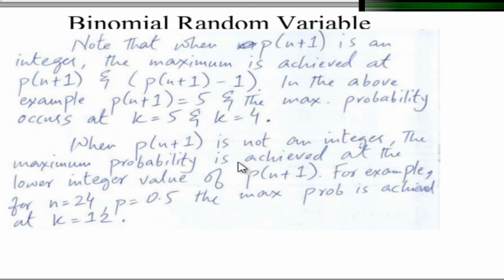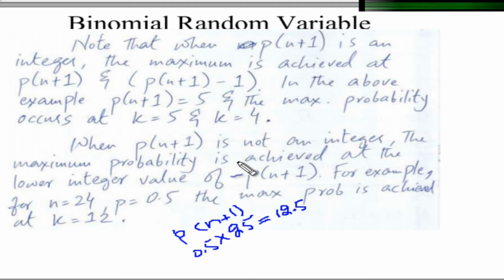There is another possibility: if p(n+1) is not an integer, what will happen? The maximum probability is then achieved at the lower integer value of p(n+1). For example, for n equal to 24 and p equal to 0.5, the maximum probability is achieved at k equal to 12. If you multiply p and n plus 1, it will be 0.5 multiplied by 25, which gives 12.5.